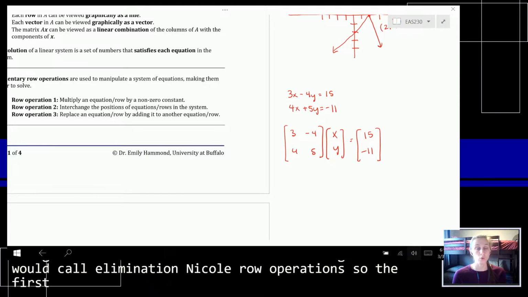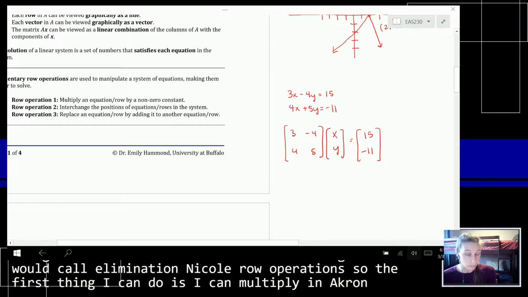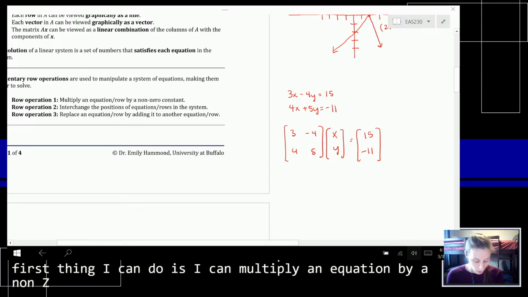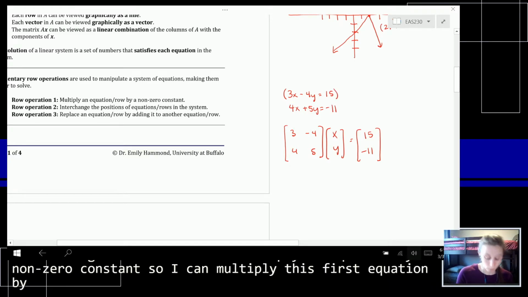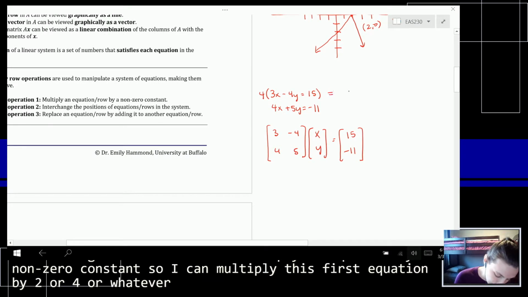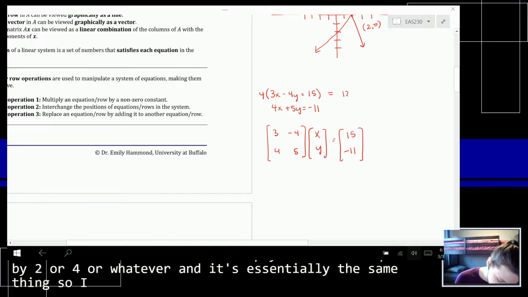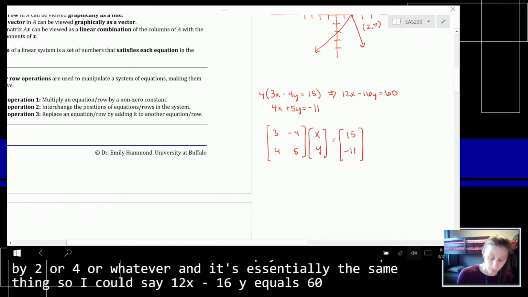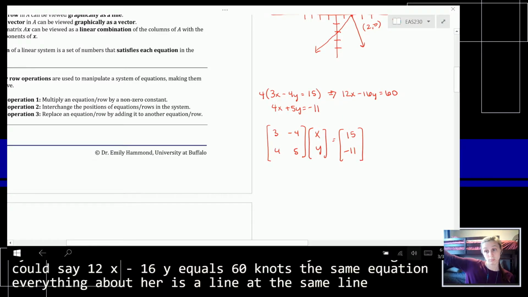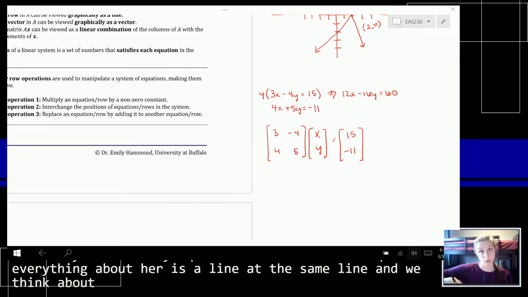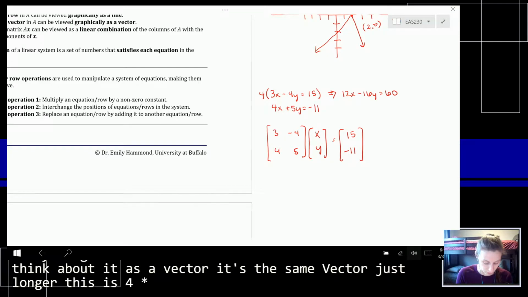So the first thing I can do is I can multiply an equation by a non-zero constant. So I can multiply this first equation by 2 or 4 or whatever. And it's essentially the same thing. So I could say 12x minus 16y equals 60. That's the same equation. If we think about it as a line, it's the same line. If we think about it as a vector, it's the same vector, just longer. It's just 4 times the length of that vector.